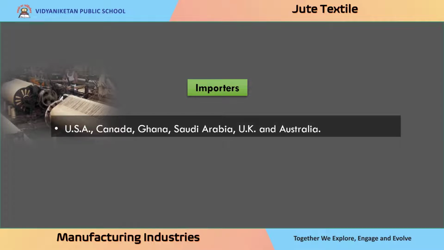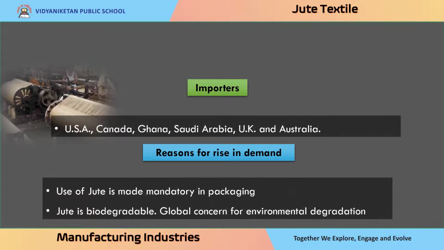In recent times, the demand for jute products has increased for the following reasons. Use of jute is made mandatory in packaging. Jute is biodegradable. Global concern for environmental degradation has helped in increasing the demand. That's about jute industry. Let's move on to the last agro-based industry. Sugar industry.